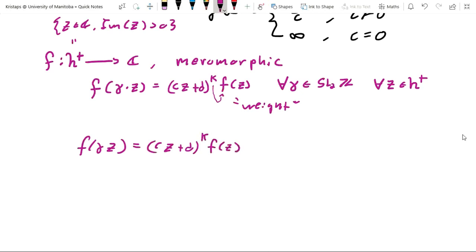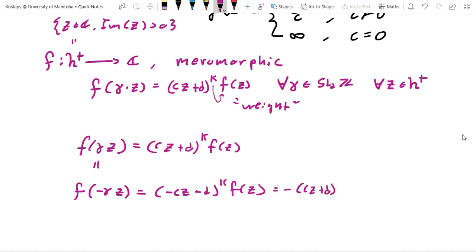by f(z). But as one can check, given our definition from above, a matrix and its negative have exactly the same action. So this is the same thing as negative gamma acting on z, which would end up, given our transformation law, as (-cz - d) to the power of k multiplied by f(z). And then since k is odd, the negative sign comes out in front, and we're left with -(cz + d) to the power of k multiplied by f(z).